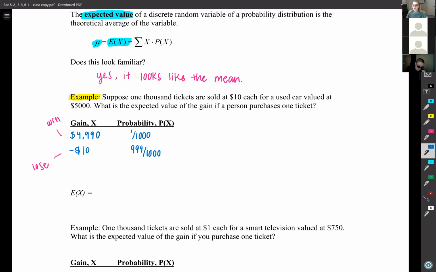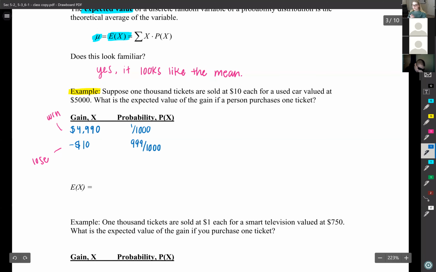Okay, so our question wants to know, what's the expected value of the gain if you purchase one ticket? Well, we've filled out the probability distribution. So now we just have to go ahead and calculate expected value. When we defined it, we know that it's just the sum of x times p of x. So that's not too bad.